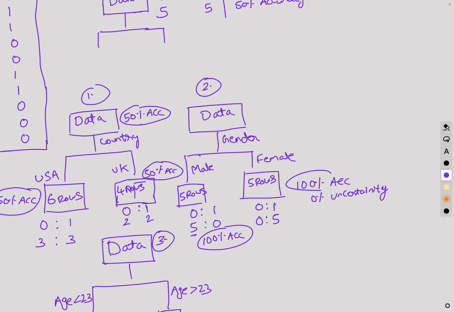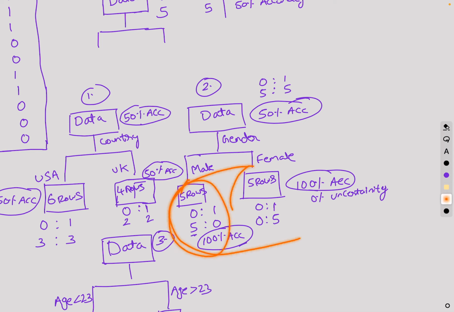Okay. So initially I had 50% accuracy, like you all know, because 0 is to 1, I had 5 records here, 5 records here. So from 50% accuracy, I jumped to 100% accuracy here and here, and the weighted average, if I get 100% here and 100% here, overall I'll be getting 100%, isn't it? So my accuracy jumped from 50% to 100%, right?